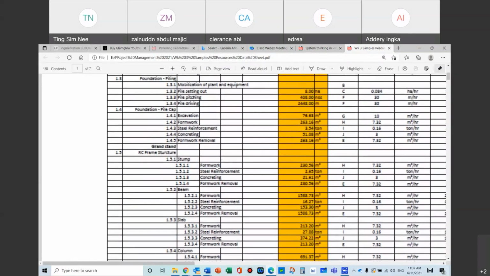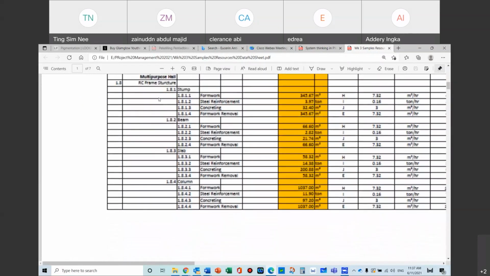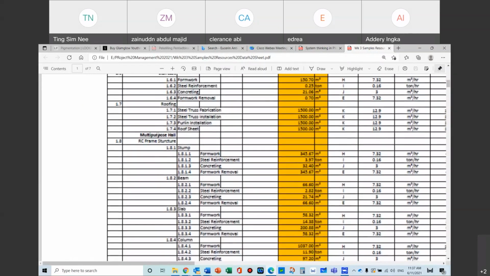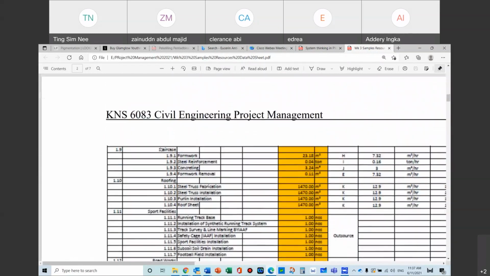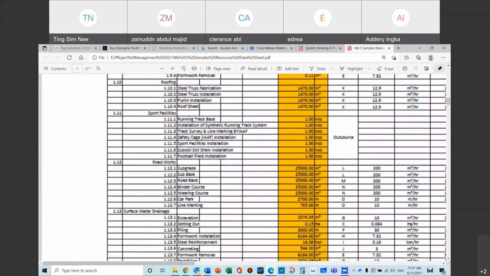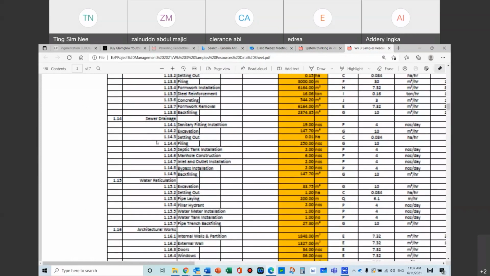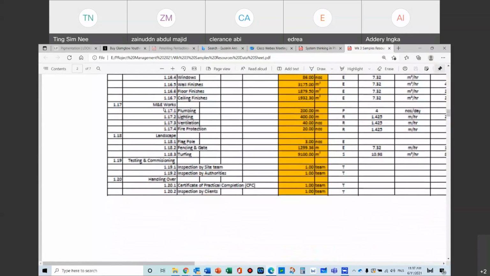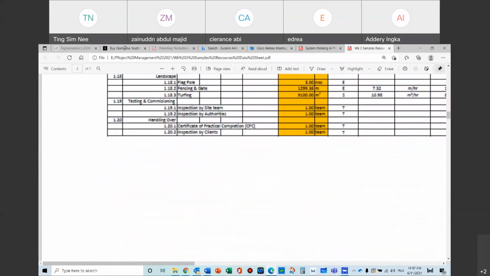So we may not go to this sort of level, but at least we would need to break it down into the first layer. Like you have a multi-purpose hall, RC frame structures, followed by staircase, roofing, sports facilities, and water, sewage, drainage, architecture, M&E, landscape, testing. So these are already quite a fair bit of things for you to be defining for your project.